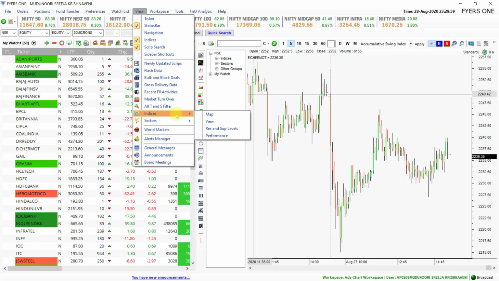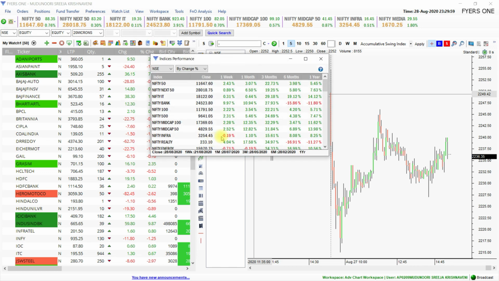Okay, let us now see where to track this. We can easily track this from desktop applications like FireOne. Those who trade on this platform can directly track this on the same screen.